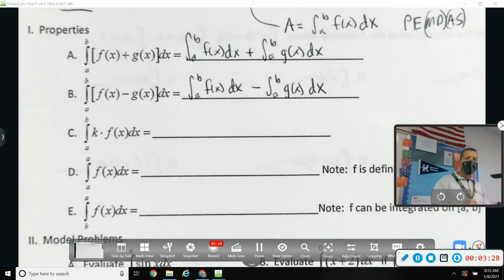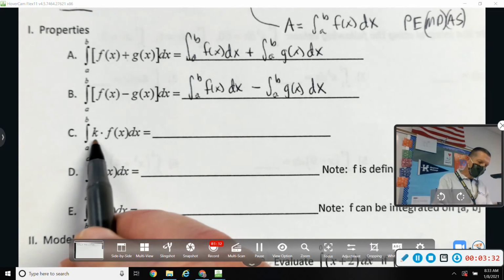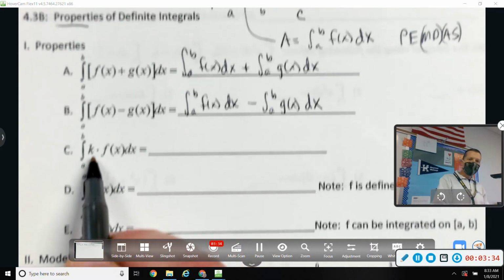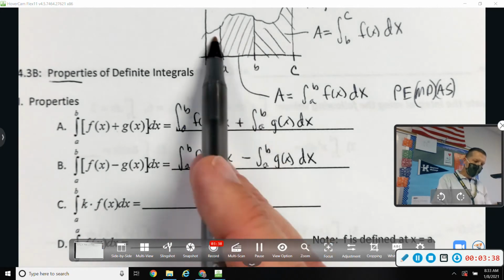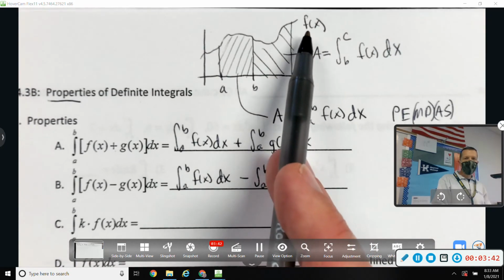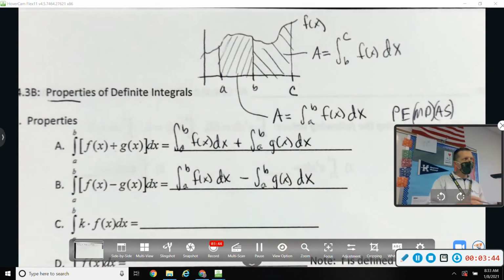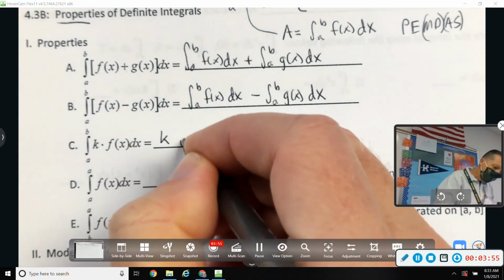Part C, integral from a to b, k, so there's a multiplier on there. So think about this picture. If I had this integral from a to b of f of x, if I multiplied the function by 2, what would that do to the area? I mean, go with the obvious answer here. It would double it. Like it would get twice as high, so it'd be twice as much area. So that means I can slide the k out front.